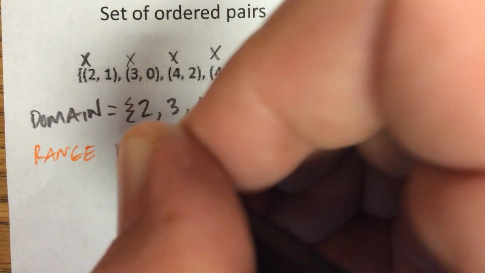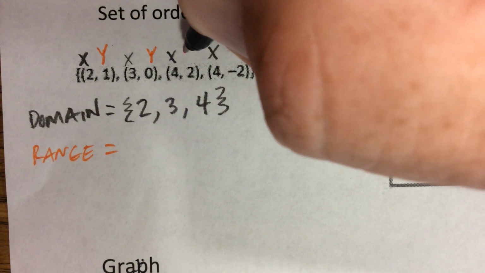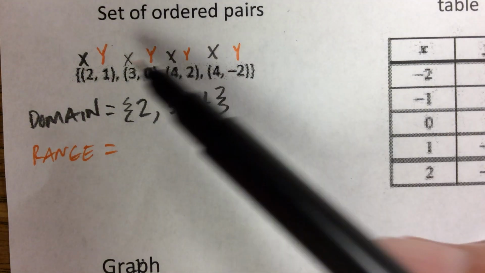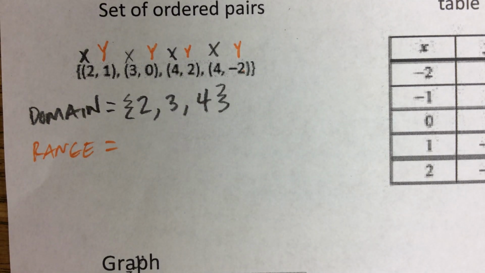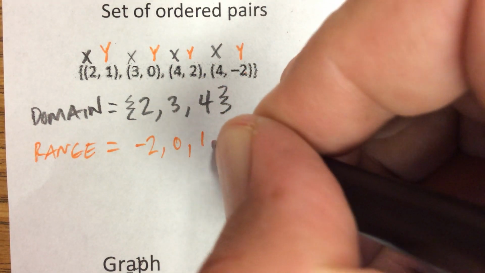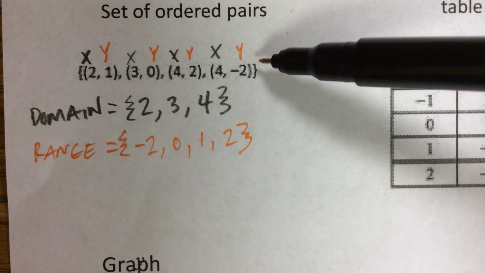Now let's do the range. The range is the y values. That's going to be the second number in the ordered pair. And I have 1, 0, 2, and -2. So again, since those are all different, I'm going to list all 4, from the smallest number to the biggest number. So the smallest number would be the negative 2, then 0, then 1, 2. Put those into the brackets, and now I have my domain and my range for this particular relationship.